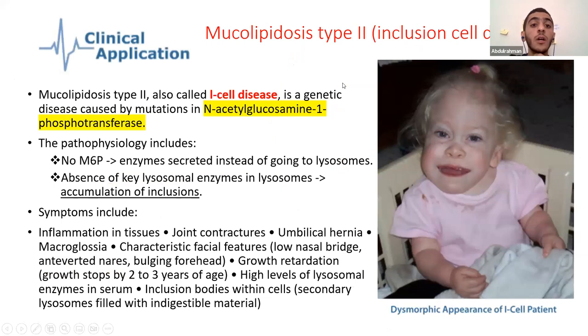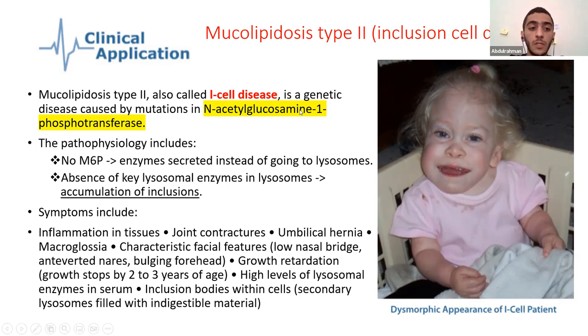Now, a deficiency in the enzyme N-acetylglucosamine phosphotransferase will lead to a disease known as I-cell disease or mucolipidosis type 2 disease, or inclusion cell disease. Anything that's referred to as a storage disorder, like a storage cell disease, is basically talking about a lysosomal deficiency. Now, since it's a lysosomal deficiency, the main idea is that there are no enzymes in the lysosomes.